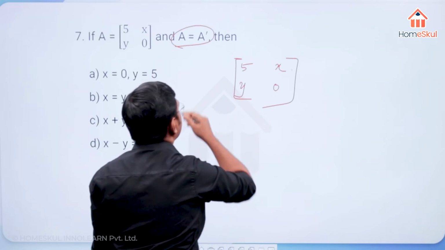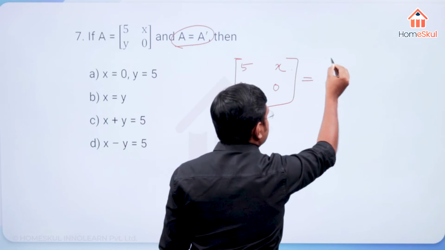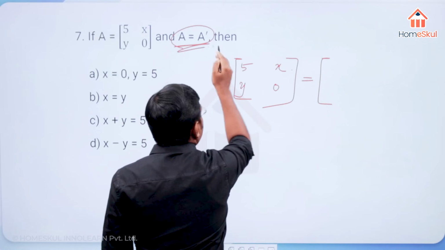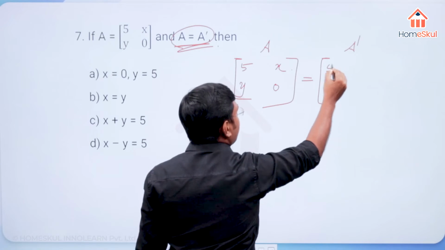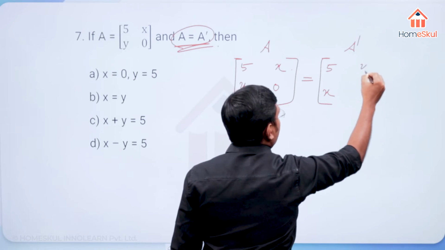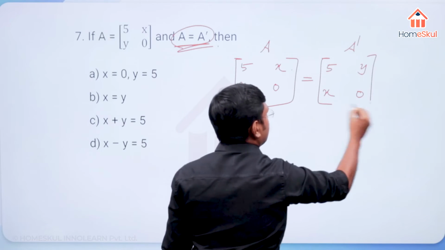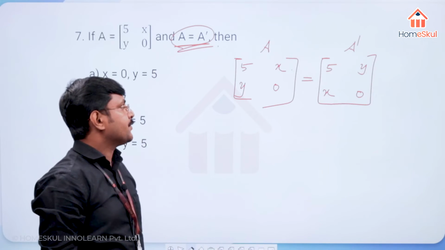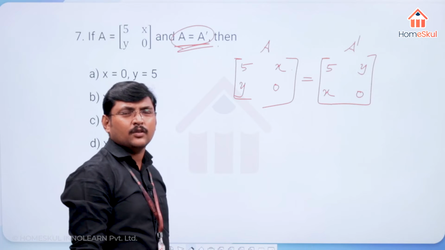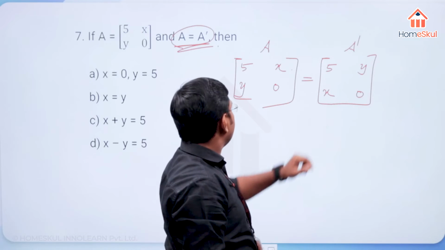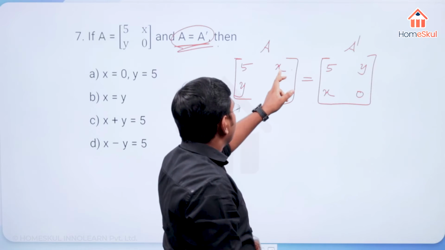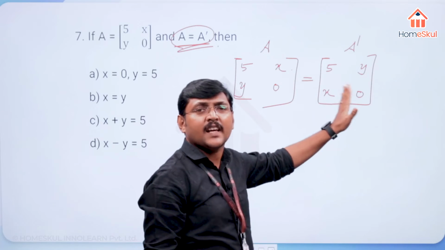This is A, which is equal to A transpose. It is clearly given that A is equal to A transpose. So if this is A, I am going to take A transpose. What is A transpose? It is 5, y, x, 0. From this frame, we need to calculate. Yes, listen. As you can see here, 5 is equal to 5, no change for that, 0 is equal to 0.